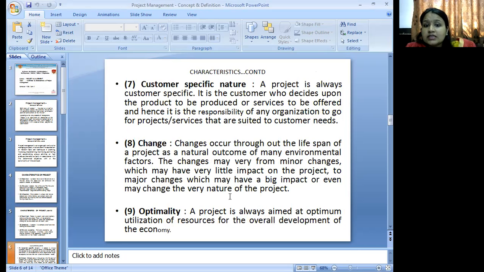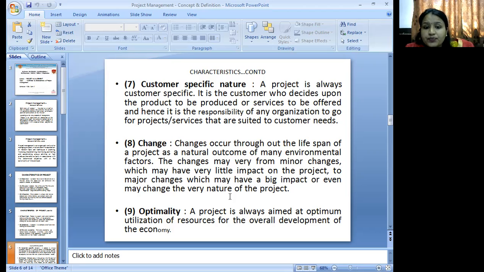Seventh is customer satisfaction nature. A project is always customer oriented, always customer specific. It is the customer who decides upon the product to produce or the service to be offered, and hence it is the responsibility of any organization to go for the project or service that is suited to the customer's needs.